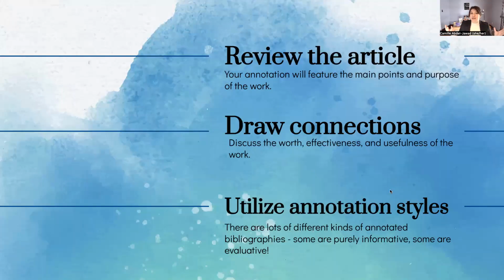So the very first thing that you want to do before you start writing your annotated bibliography is you have to go out and find resources that are related to your topic, right? If you have a research topic, you're writing a research paper, and your instructor assigns an annotated bibliography, the very first thing you have to do is go out and find resources that you can then annotate, right?